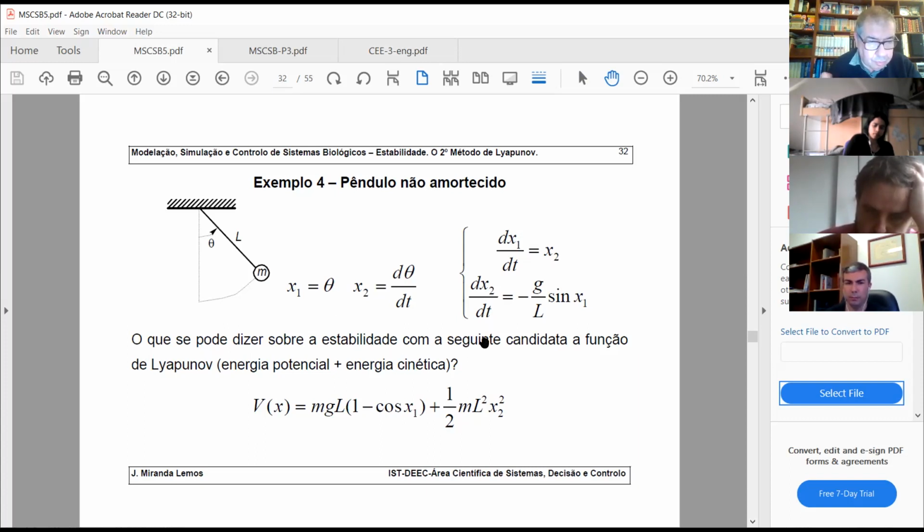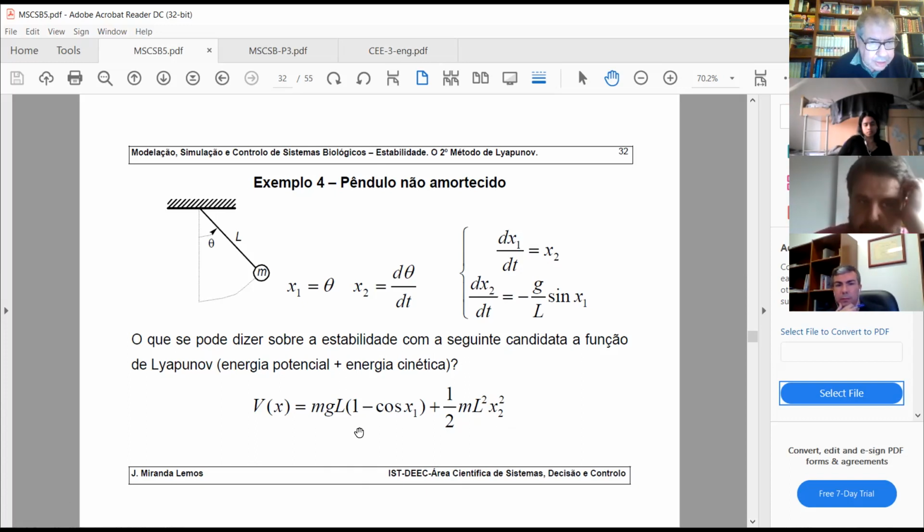And we use as candidate Lyapunov function this function here. So x in this case is a vector. G and L are constants. G is the acceleration of gravity, and L is the length of the pendulum. And I try with the Lyapunov function, which is the sum of potential and kinetic energies.